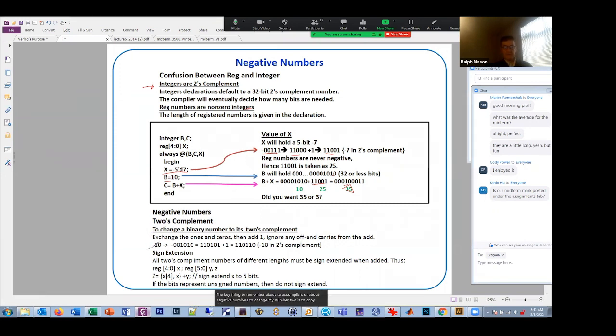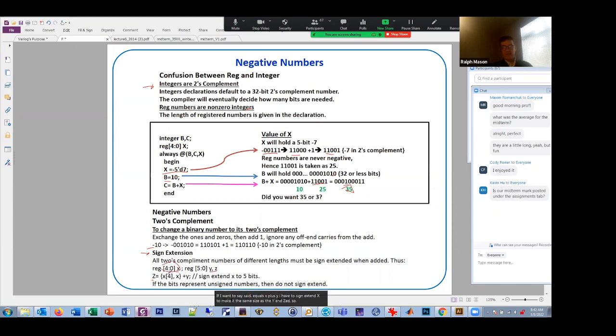The key thing to remember about negative numbers, to change a binary number to 2's complement, this just shows how you do invert and add 1. The key thing is that when you add negative numbers, you have to sign extend the numbers. So numbers that are of different lengths must be sign extended. So say you have a register X, which is 5 bits, and registers Y and Z, which are 6 bits. If I want to say Z equals X plus Y, I have to sign extend X to make it the same size as the Y and the Z.